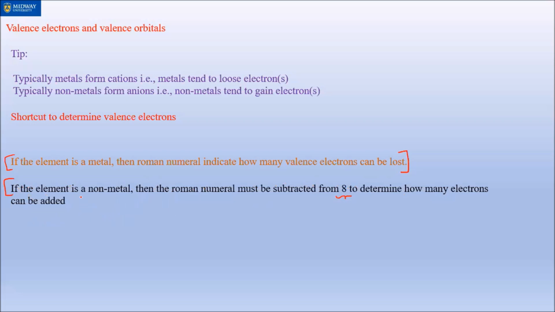You may have to go back to the very first video. I'll probably put a link to that video in this video's description. In that video I pointed out which ones are non-metals. If you remember what a Roman numeral looks like, I don't think I have to tell you that. So if an element is a metal, the Roman numeral indicates just how many valence electrons can be lost. It's easy when it's a metal. When it's a non-metal, all you have to do is take whatever the Roman numeral is and subtract it from 8 to figure out how many electrons can be added. Remember, non-metals make anions, metals make cations.